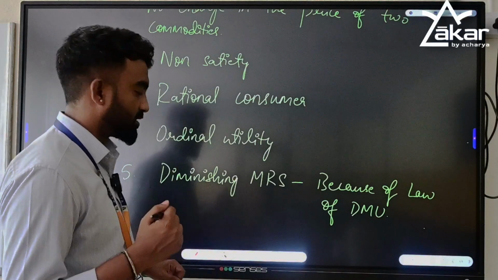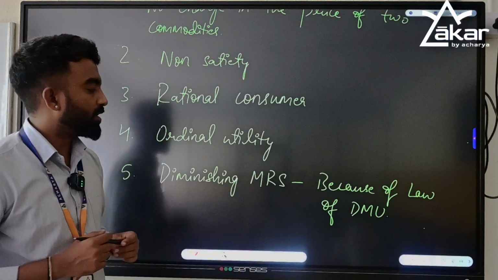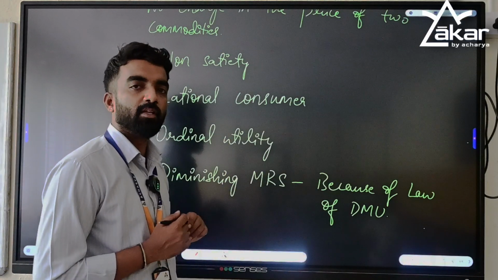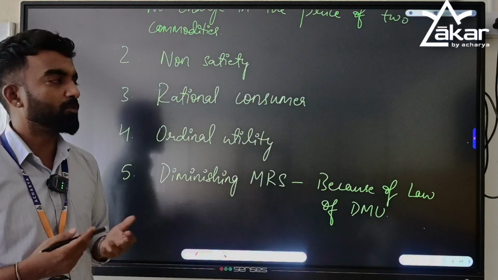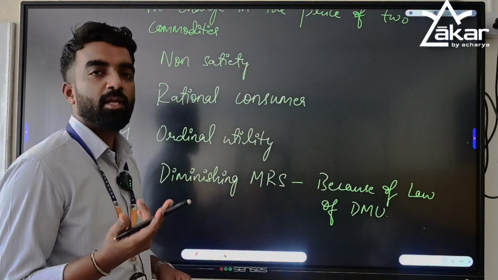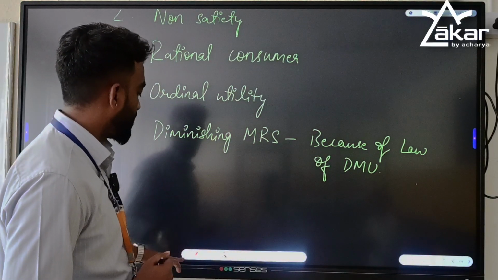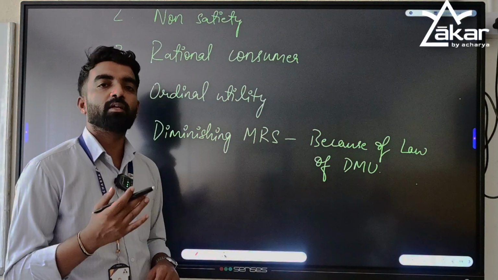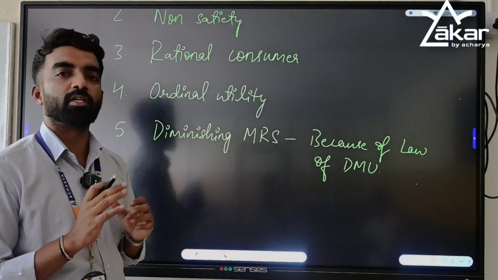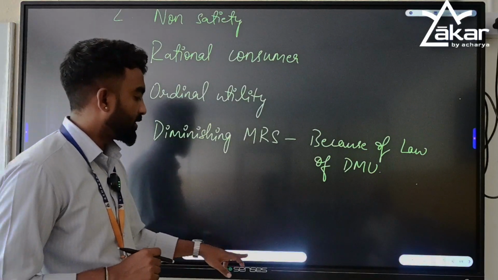And the third one is a rational consumer, meaning the consumer should be logical, he should be in a proper state of mind. Only then will he behave in a certain way. There might be a few people who might say, I will not buy more, I am enough with this. For them this will not work. And ordinal utility. The consumer should be ready to give preference, give ranks for the different combinations of goods. Only then will he sacrifice or gain more.